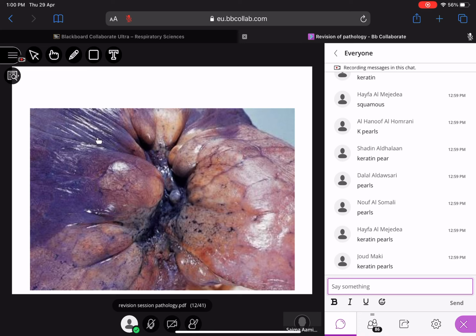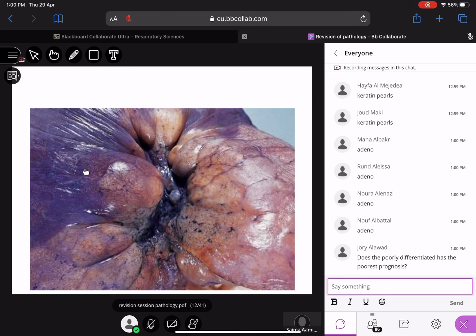Which tumor is the most likely on the gross examination? Adeno. Exactly. Why? Because it's a peripheral lesion. It is causing a scar, which is causing the indrawing or puckering of the pleura inside the scar.